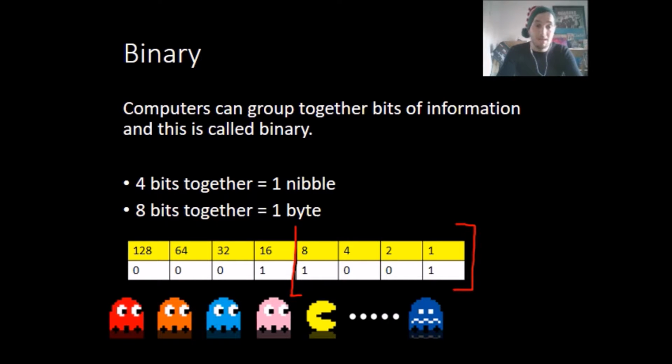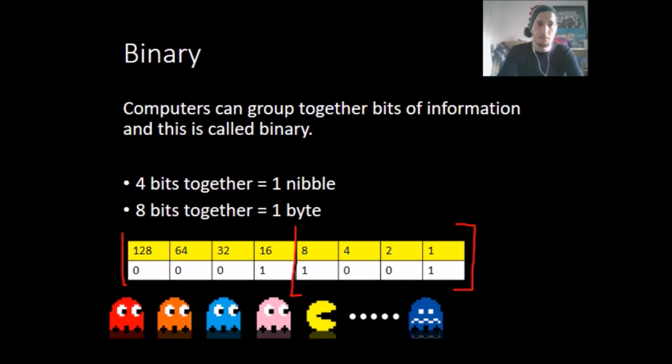Now, when we put 8 of those bits together, 8 binary digits, that is what we call a byte of information. So you can see what's happening here. This is working just like our denary system where we count from 1 to 10, because what's happening here is we've counted to 2 once, so I would have a 1 and a 0 here if I was representing the number 2 in binary.